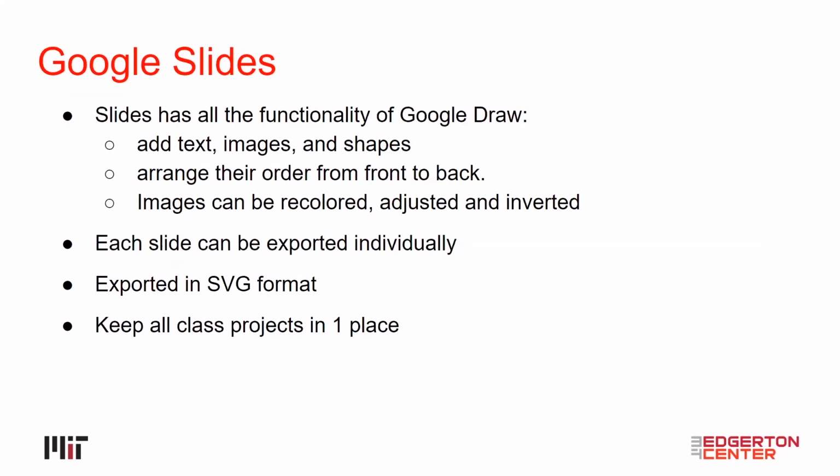Google Slides is the next platform I want to show you. Slides has all the functionality of Google Draw, allowing you to add text, images, and shapes, and arrange their order from front to back. The images can be recolored, adjusted, and inverted, as you saw earlier in this presentation.